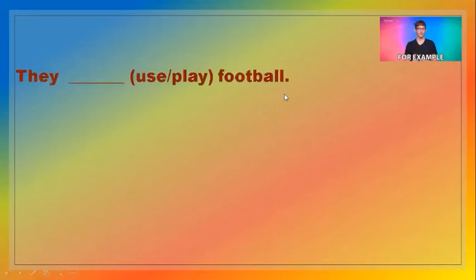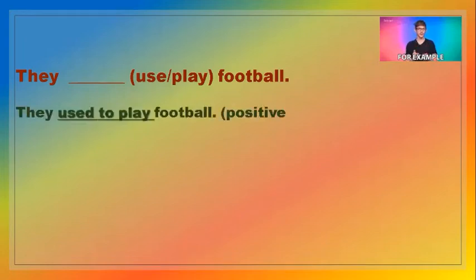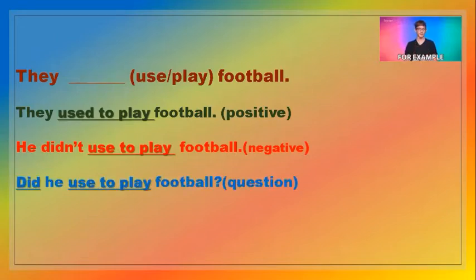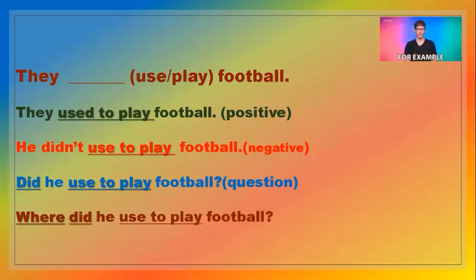Now let's see an example. They, we have a blank, and between brackets we have use and play, and we have football. Can you make an affirmative sentence? Yes, great. They used to play football. This is the affirmative sentence. What about negative? Yes, great. He didn't used to play football. And a yes/no question? Yes, great. Did he used to play football? And if we want to add WH: where did he used to play football? Good, good.